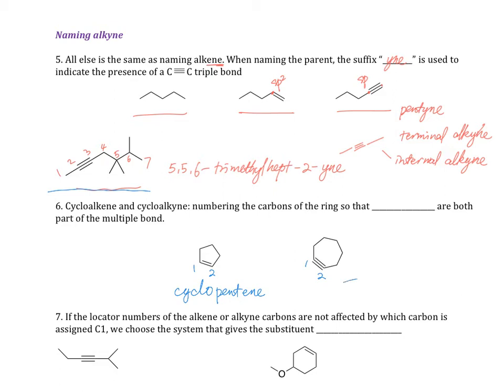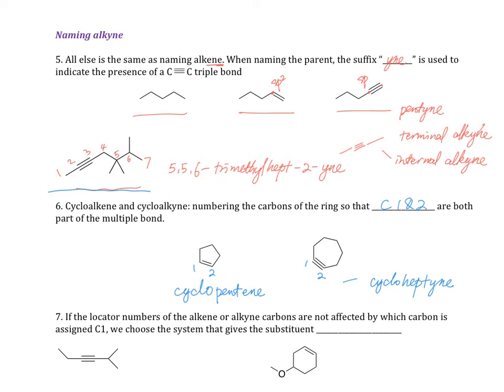Like for the structure on the right, it's going to be cycloheptyne, because it's understood that the triple bond gets carbon 1, 2. We don't have to indicate hepta-1-yne or cyclopent-1-ene, right? So to fill this blank here, number the carbons of the ring so that carbon 1 and 2 are both part of the multiple bond. Okay.